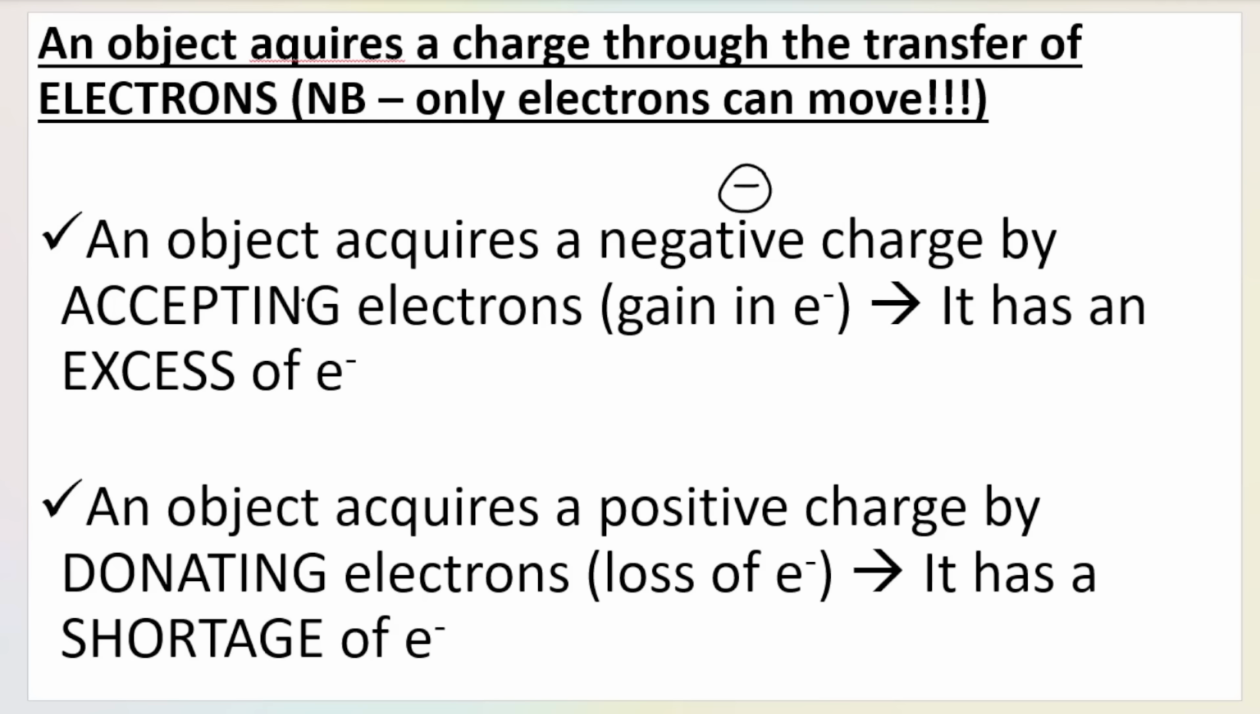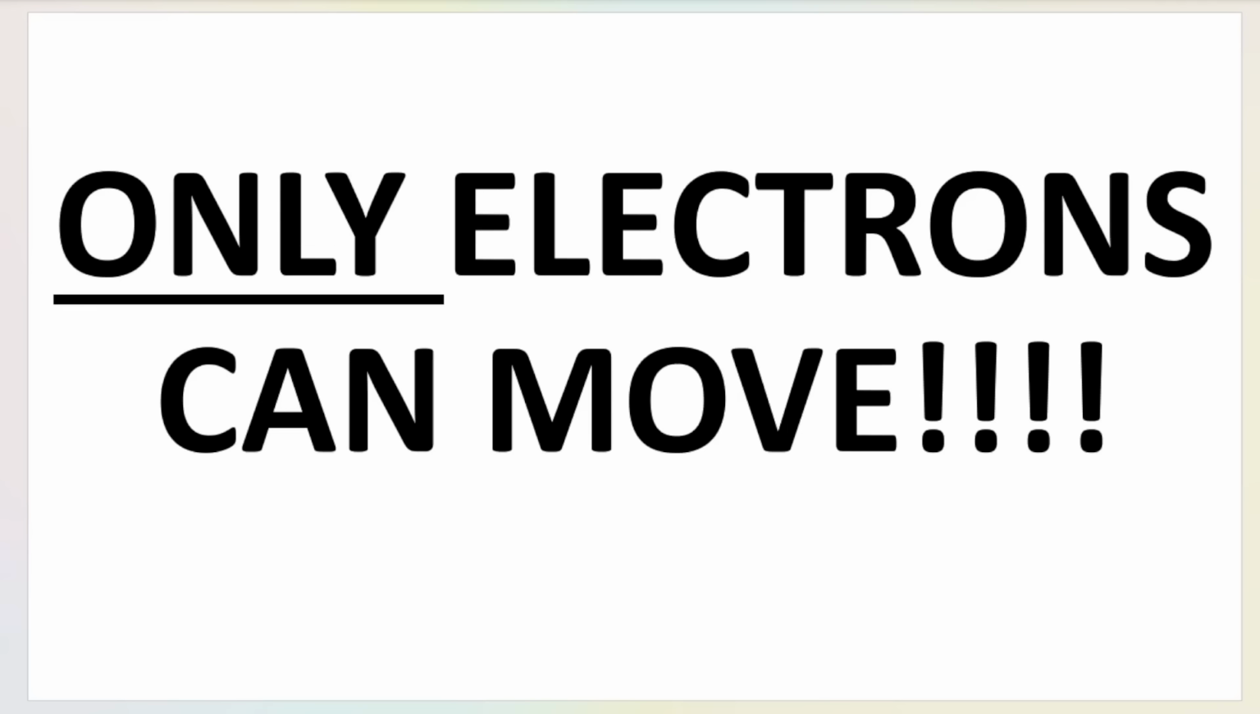Remember, if you get negative stuff, you become negative. An object acquires a positive charge by donating or losing electrons. If you lose all the negative stuff, you will become positive. And again, only electrons can move. And how does this work?